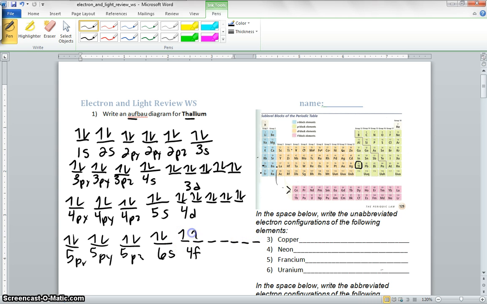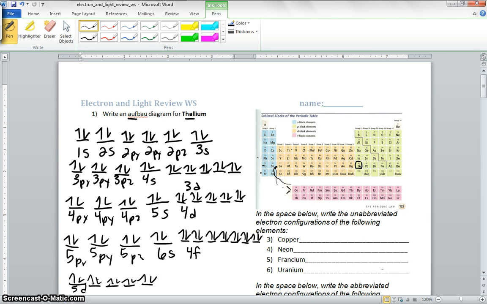So 1, 2, 3, 4, 5, 6, 7. Each one gets 1 before it gets its second. The reason I'm going so fast is because I know this is totally full. So then that's going to kick us back up to the D block again. So now we are up to 5d. 1, 2, 3, 4, 5. 1, 2, 3, 4, 5.